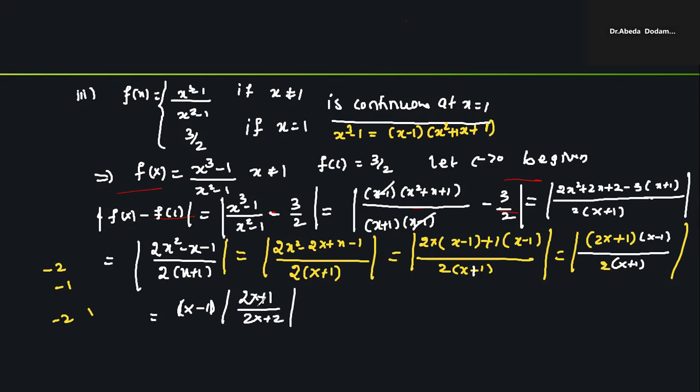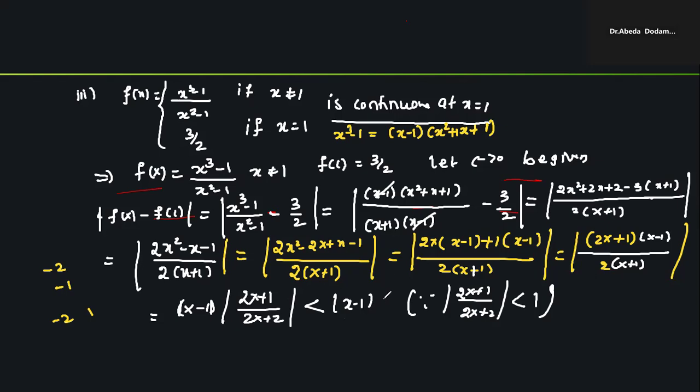This quantity is still less than 1. So this quantity into this quantity will still be less than modulus of x minus 1. If you want, you can write here, since modulus of 2x plus 1 divided by 2x plus 2, obviously 2x plus 1 is less than 2x plus 2. So if you divide any small number by the big number, you'll get a number less than 1. So this quantity is less than 1, into this quantity which is still less than modulus x minus 1. So this is what we have got.